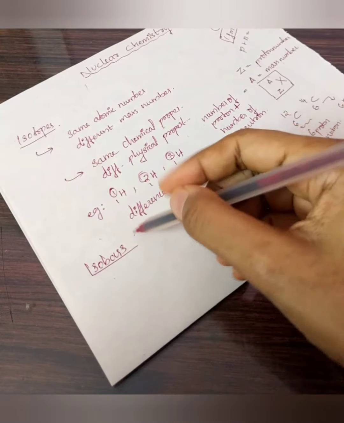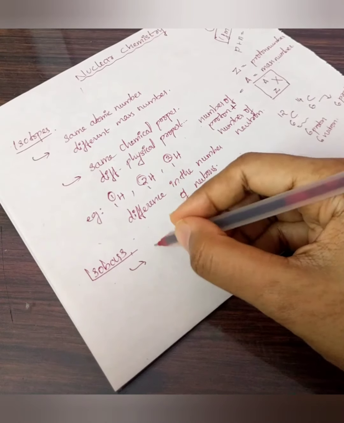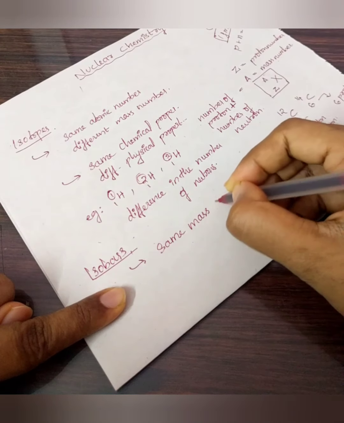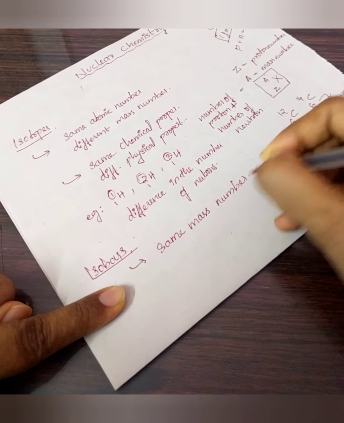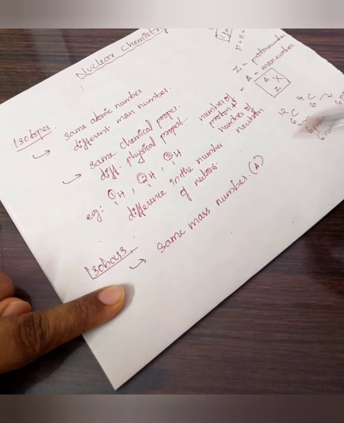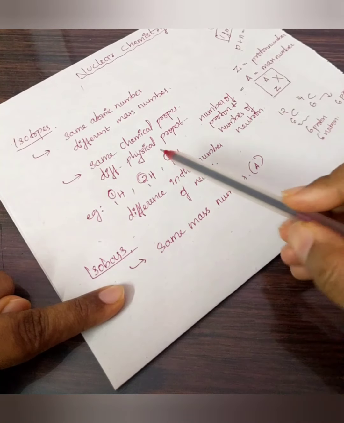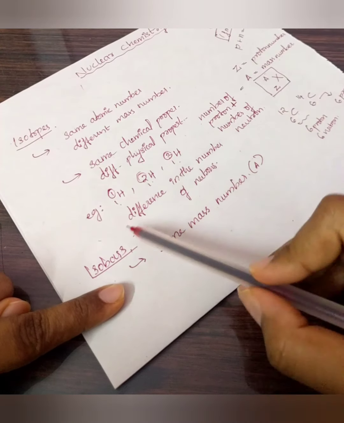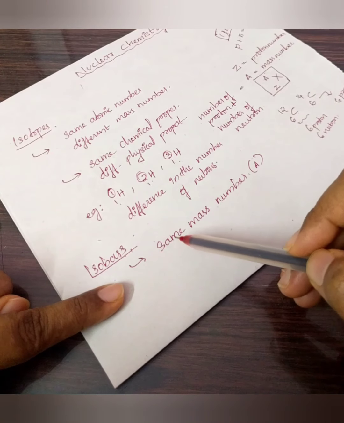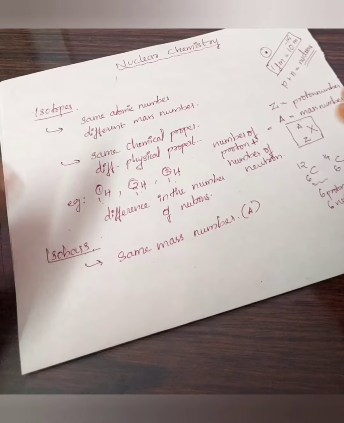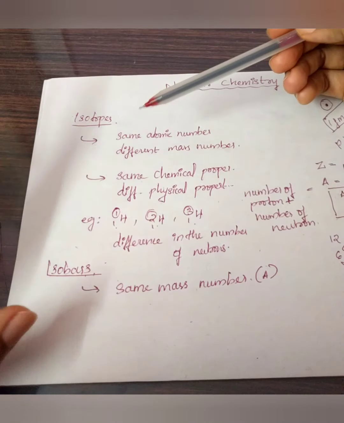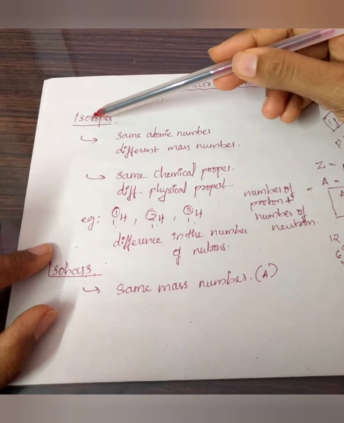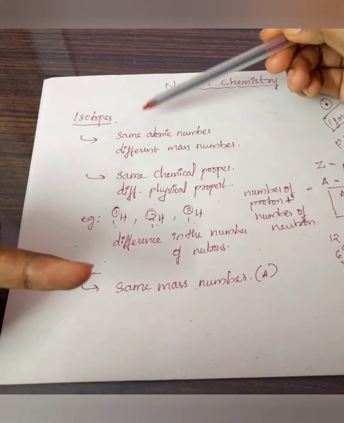I'll explain. Isobars means they will have the same mass number. That means our A will be the same, or what we are writing on the top will be the same. Isotope means what we are writing in the bottom section will be the same, and isobar means what we are writing on the top portion will be the same. So here you can identify what will be the same from the name.